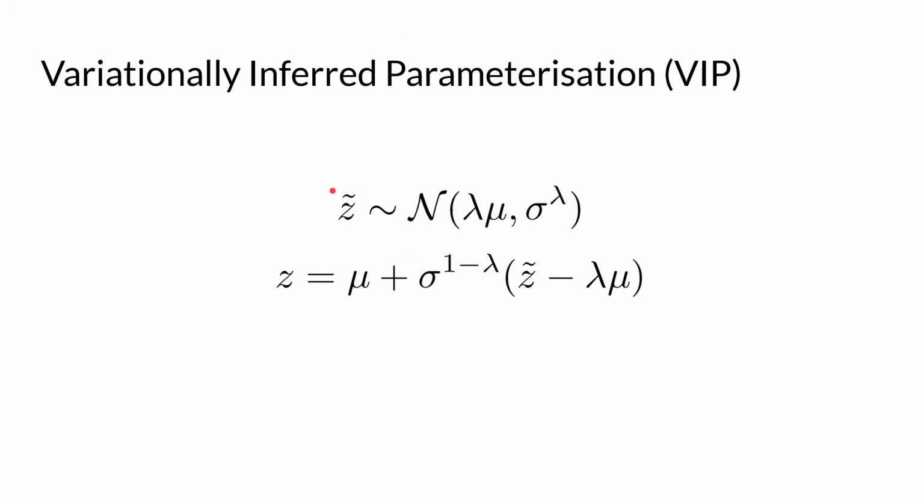So we define the following reparameterization. If Z is some random variable with mean mu and standard deviation sigma, instead of sampling Z from normal mu sigma, we're going to sample Z tilde from a normal with mean lambda mu and standard deviation sigma to the lambda. Lambda here is not a model parameter, but a parameter that we're going to find using optimization. And it's between 0 and 1, and it's continuous.